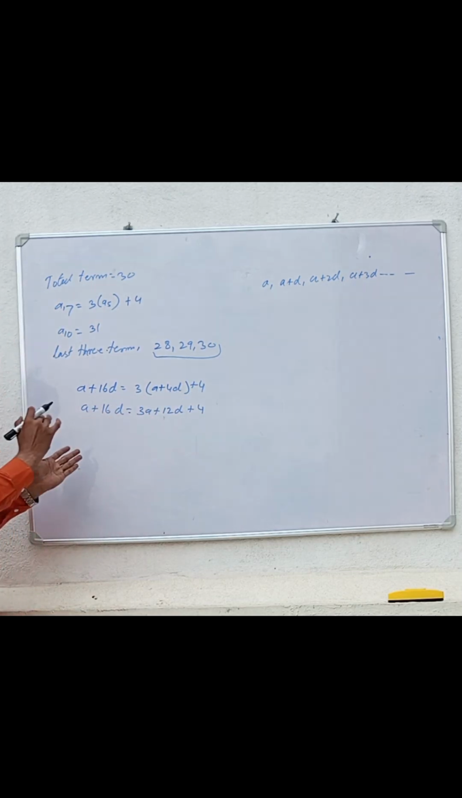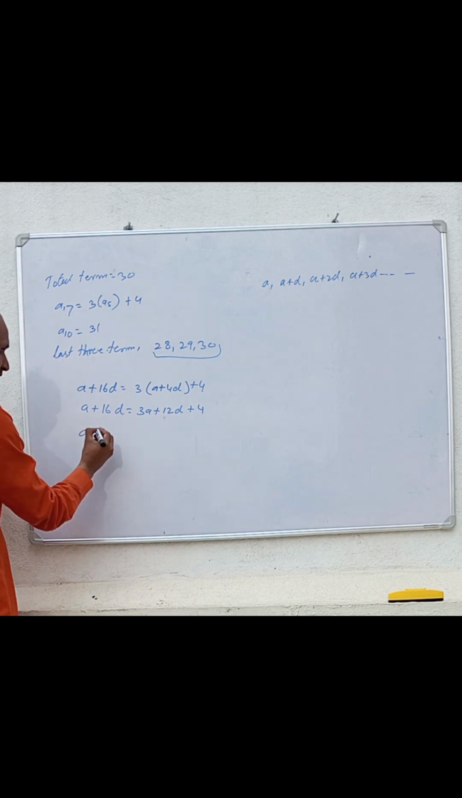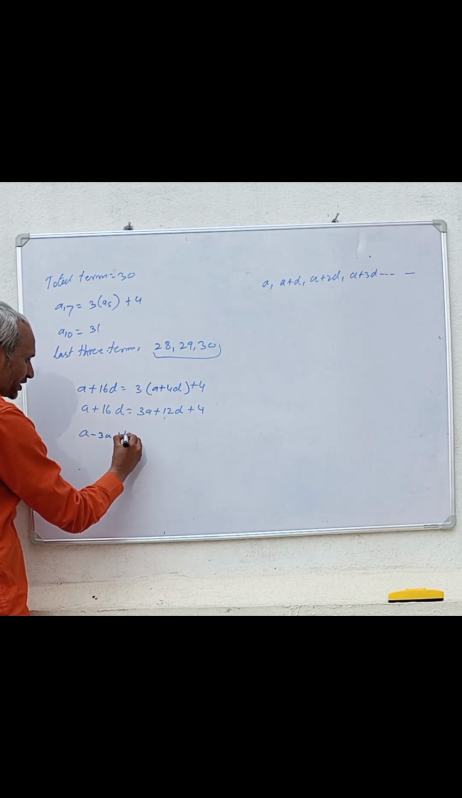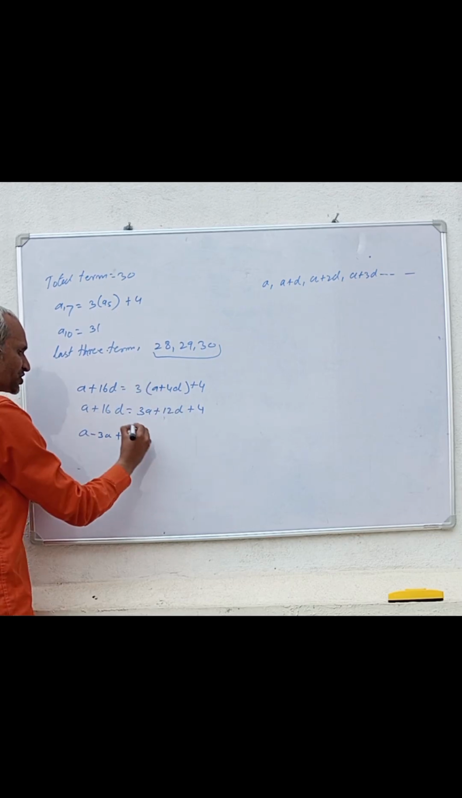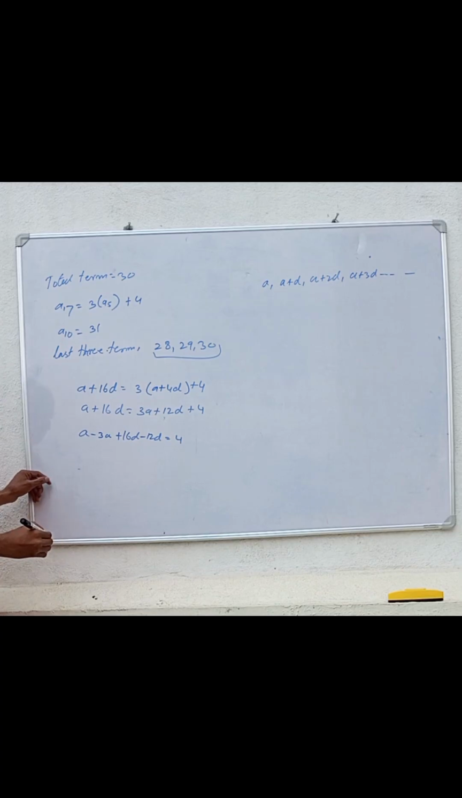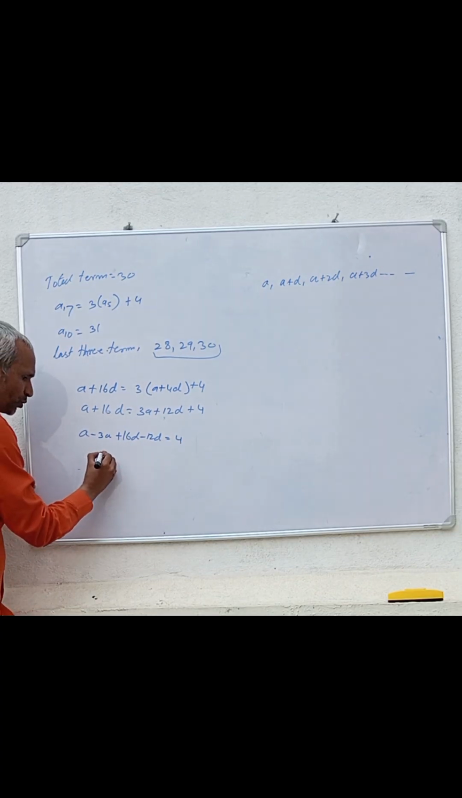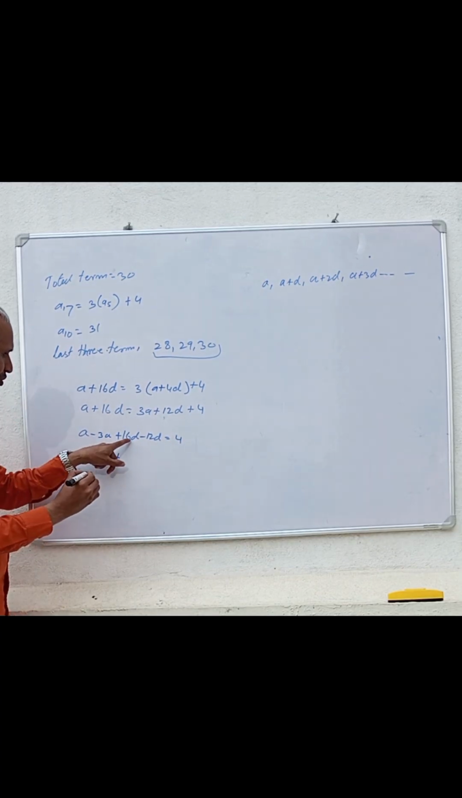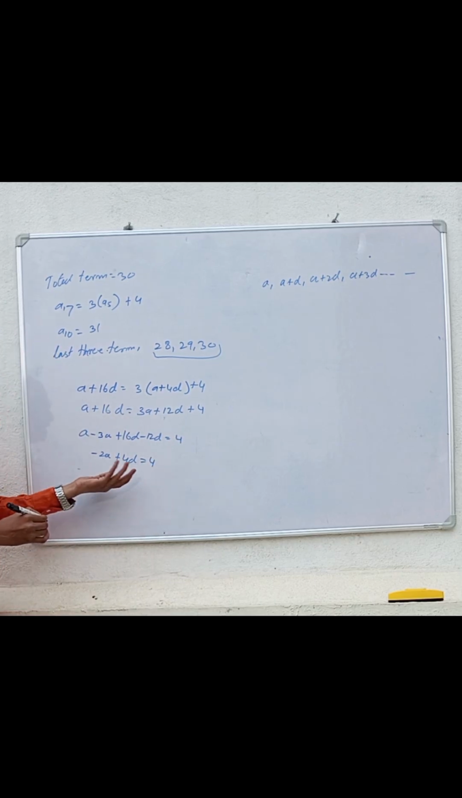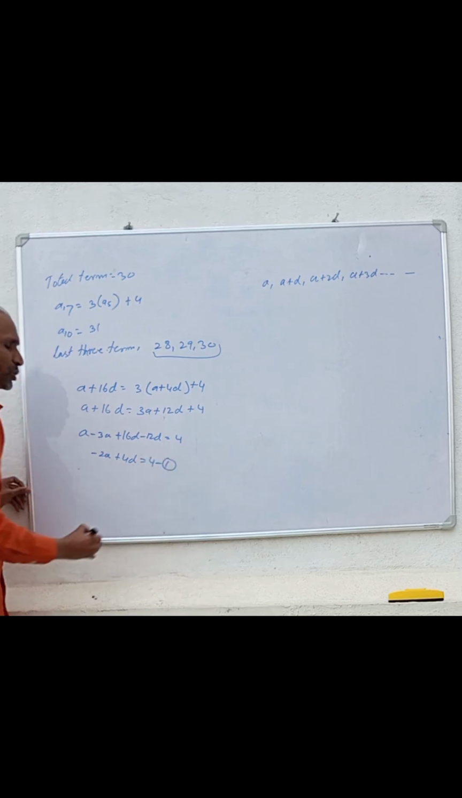Now we can transpose, that is side changing, RHS to LHS and LHS to RHS. So A will come this side, minus 3A, plus 16D as it is. This will come this side, so minus 12D is equal to 4. Now A minus 3A is minus 2A, plus 16D minus 12D is 4D, is equal to 4. We can take 2 common, otherwise let it be like this only. This is equation number 1 we got.